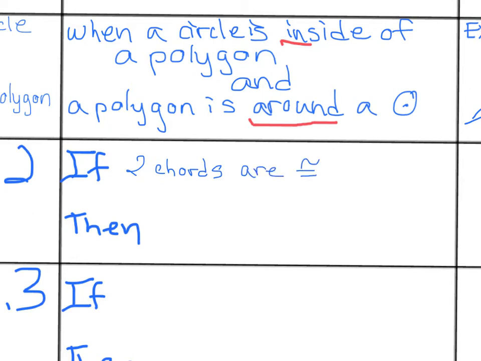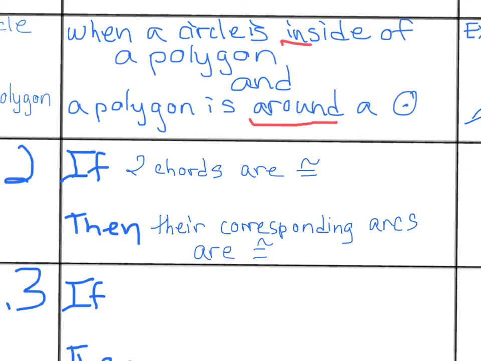congruent, then what we can conclude is that their corresponding arcs are also congruent. And just know that this theorem goes both directions. So if we know chords are congruent, then we know the arcs are congruent. If we know the arcs are congruent, then the chords are congruent as well.